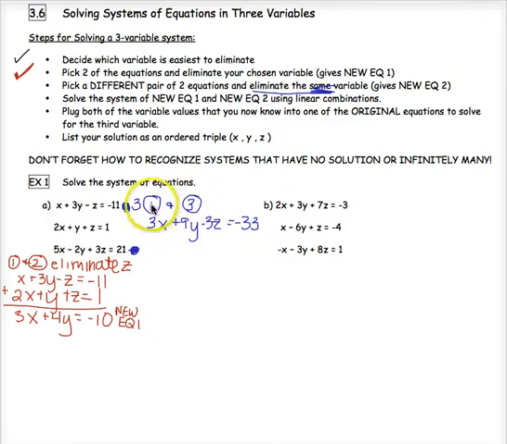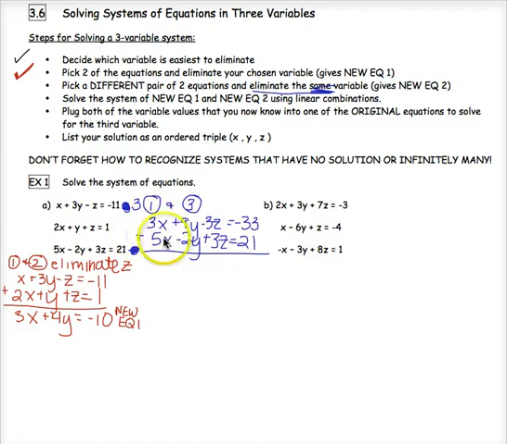So now equation 3 is my second equation. That's down here. I do not have to do anything to it. I can copy it just as it was. So 5x minus 2y plus 3z equals 21. So again, you have to eliminate the same variable. So I had chosen z before. I'm choosing z again. The z's are going to eliminate.